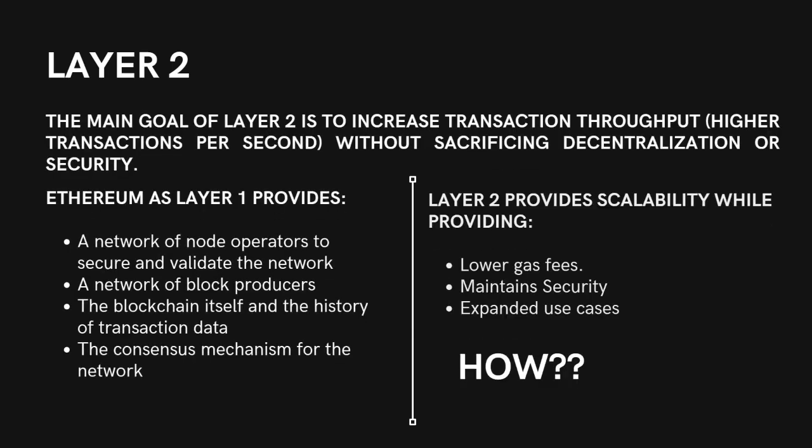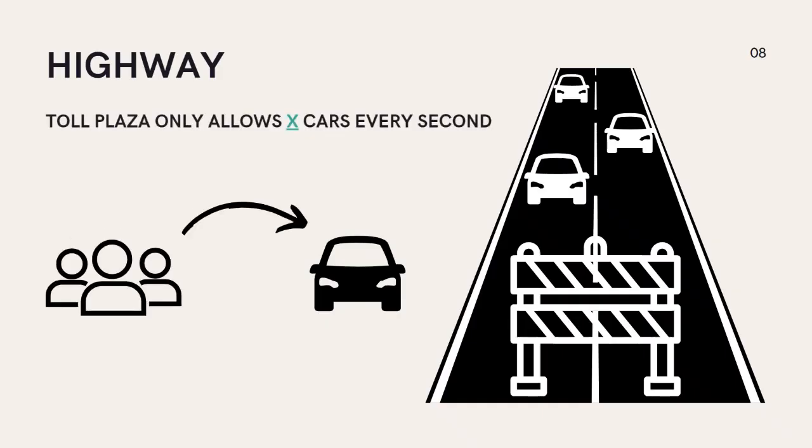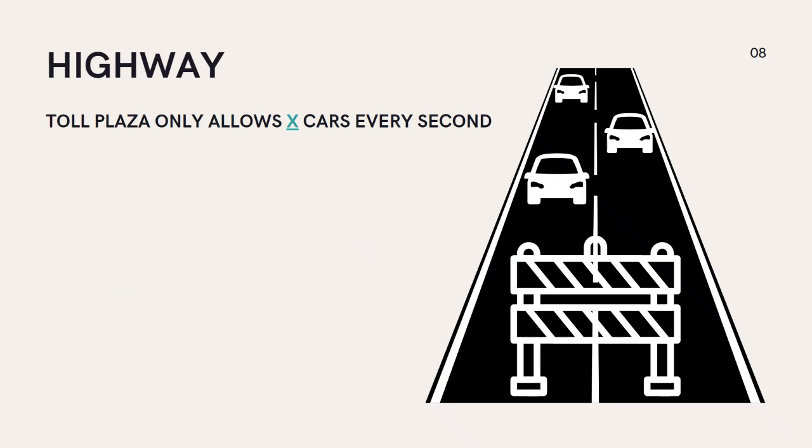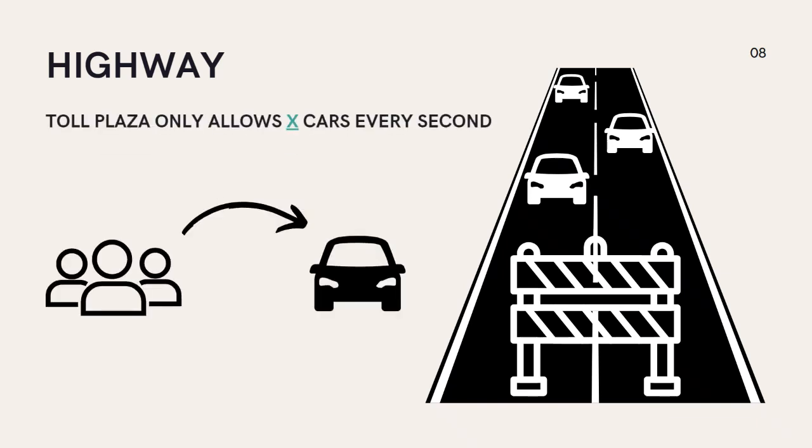But how is this possible? So let's go back to our previous example. We were discussing the problem where you had multiple cars, but only X cars could go per second. And we want more people to be able to go through the highway. So what we do is we club multiple people into one car. So instead of 3 people going in different cars through a toll plaza, we put these 3 people into one car, and then we are able to send more people through our highway network.